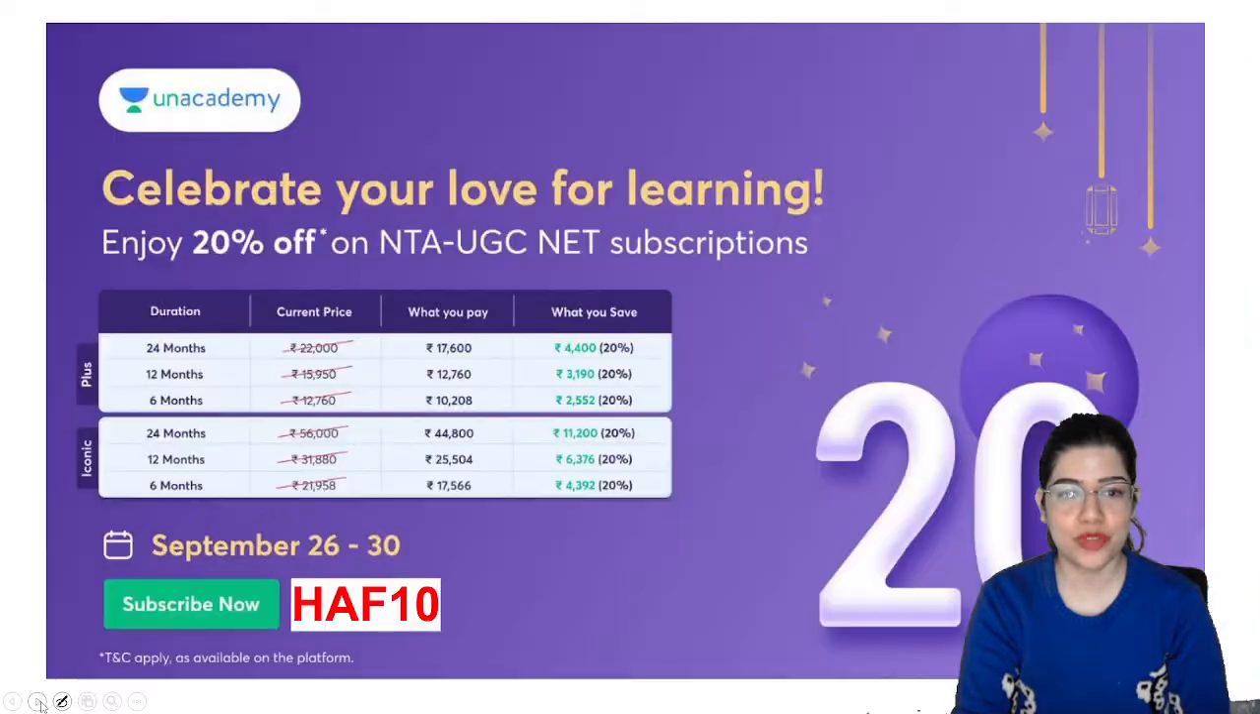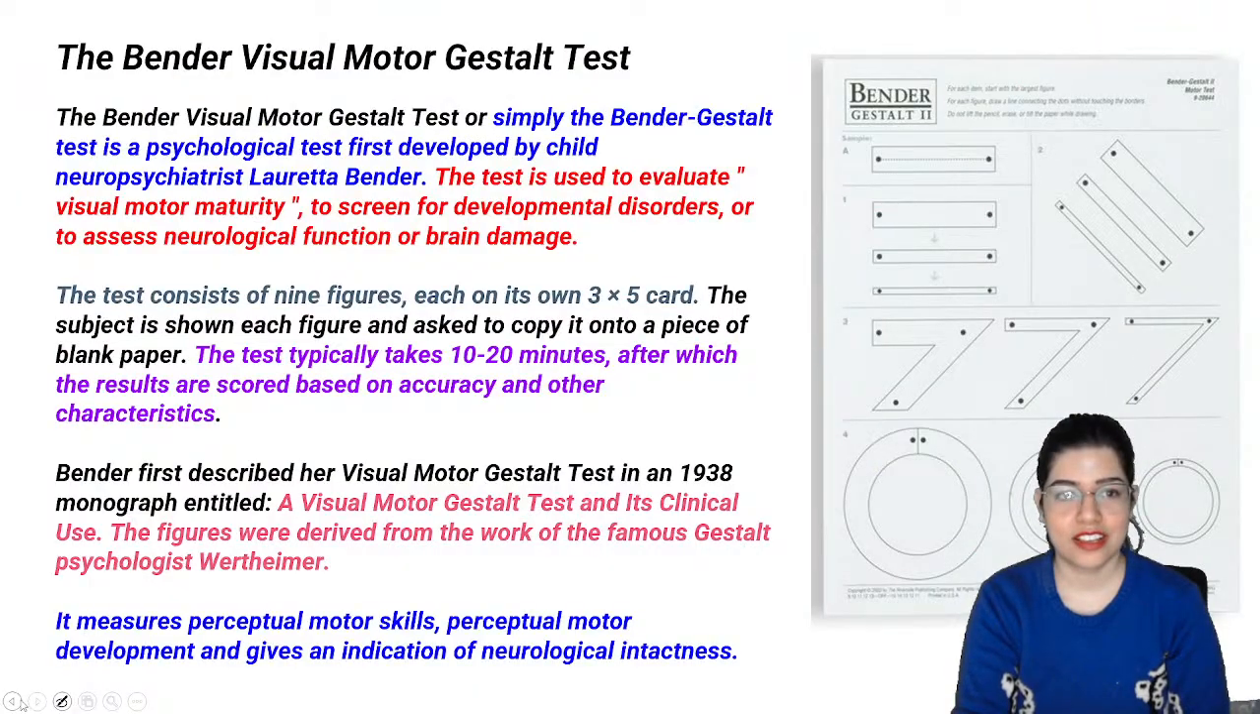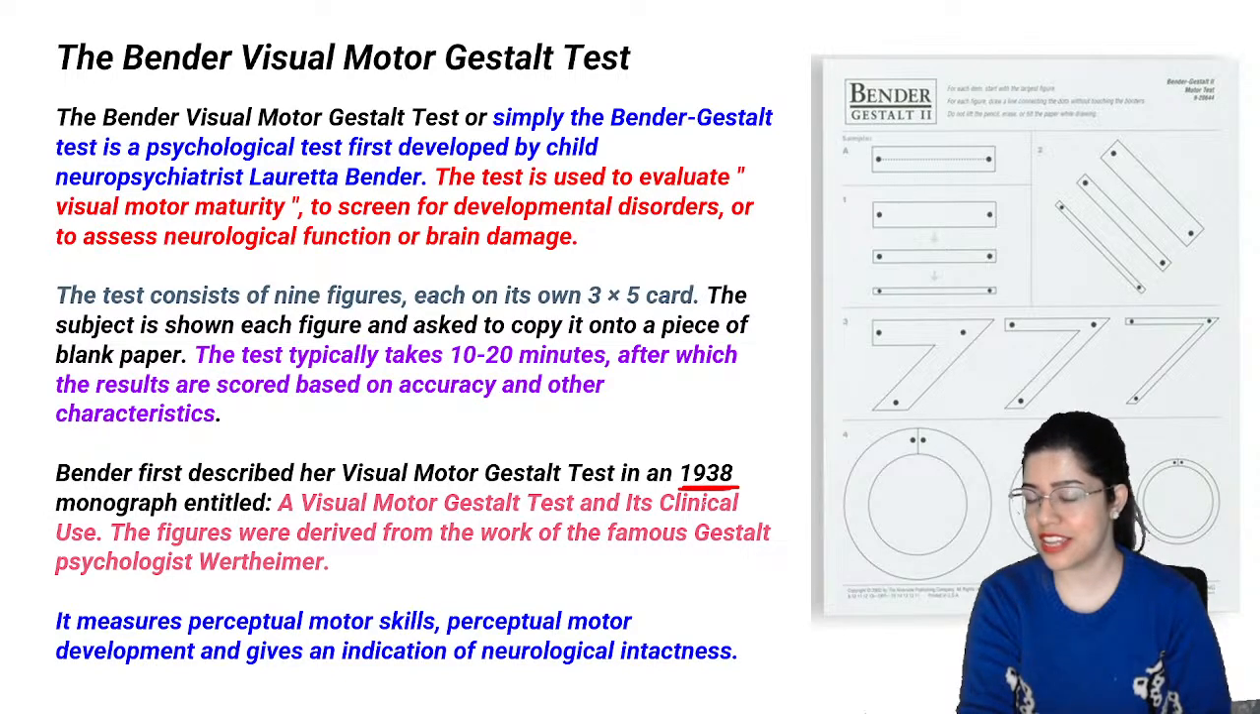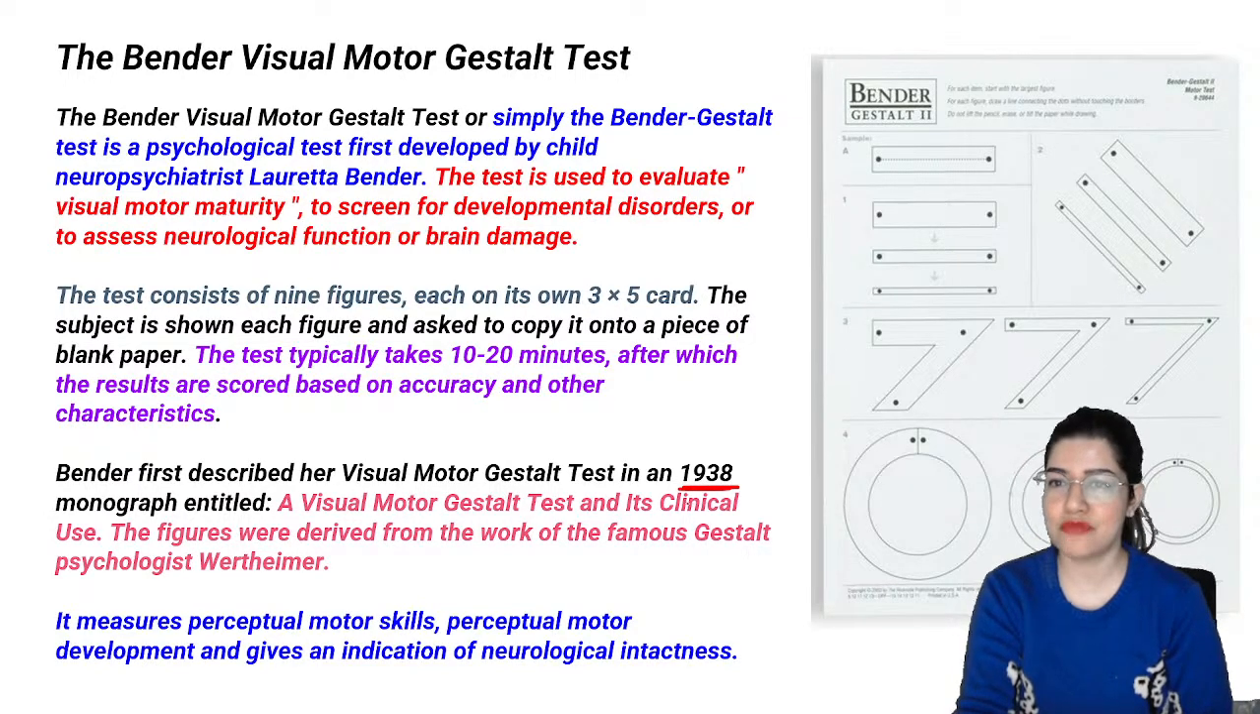It was co-normed with one of the other tests. No, I think it was co-normed with Stanford Binet or something like that. Okay. First described in 1938, but I think it was published in 1948. Do check, but that's what I think it is.